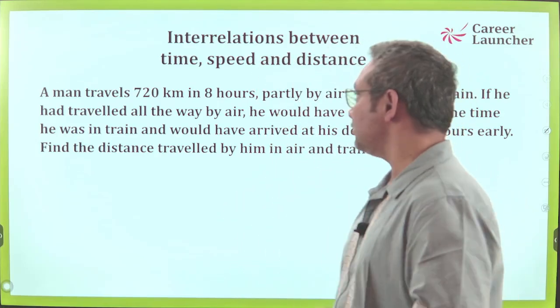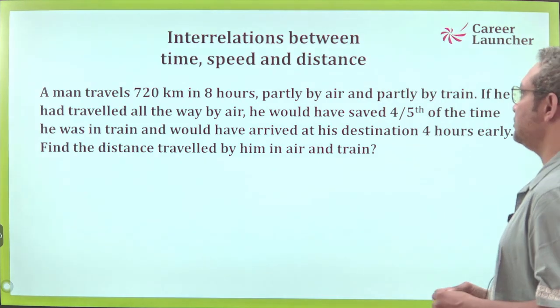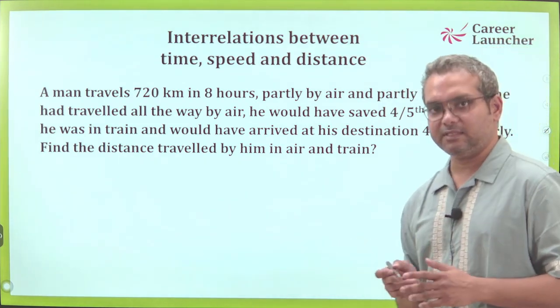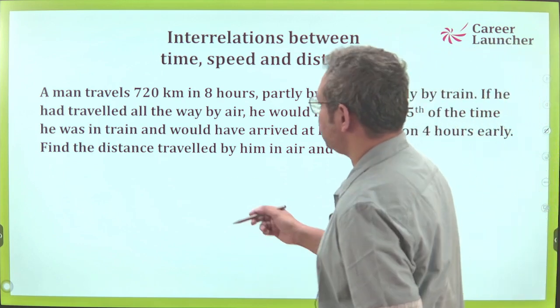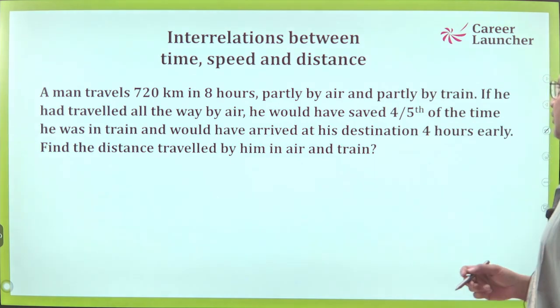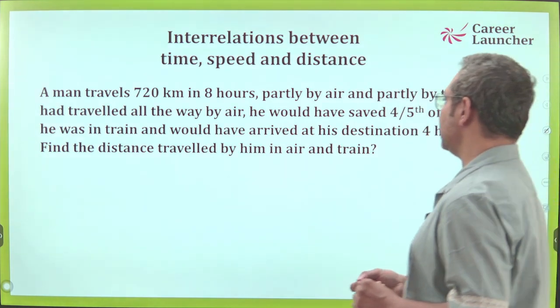So here we are with a question on time, speed and distance. Some interrelations between these three things, how we solve them. So let's quickly figure out what it is saying. There are 720 kilometers you have to travel in 8 hours. You have traveled partly by air, partly by train.